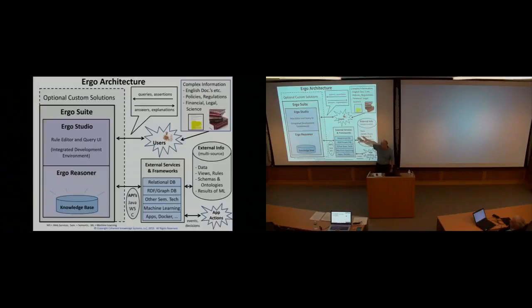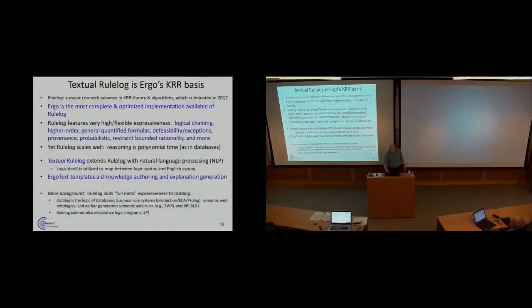There's an integrated development environment for developing those knowledge bases that has tools such as the syntax checking editor that we just saw the knowledge base sitting in, and also the explanation and some other tools, the query window. And okay, so that's just kind of briefly about the system architecture. Ergo, the system from Coherent, is the most complete and optimized implementation available of Rulog, but there are other ones available. There's an open source subset that Coherent helps to maintain called Ergo Lite, also known as Flora-2, that you may have heard of.